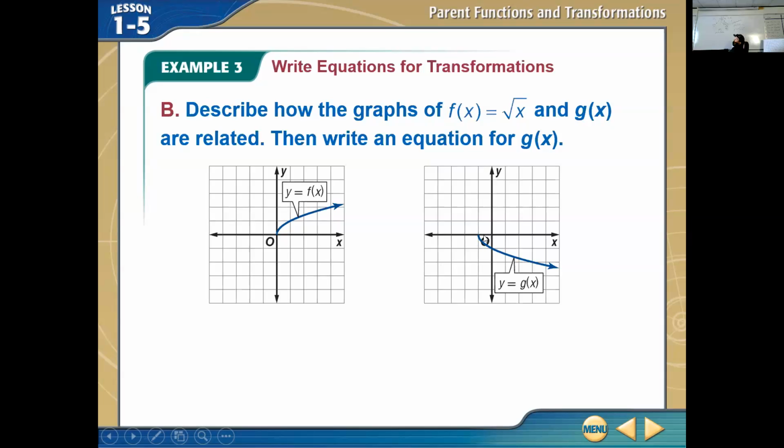So we know on the inside, it has to be the square root of (x plus 1). But then we have a reflection over the x-axis, which corresponds to a negative on the outside. So g of x should be equal to the negative square root of (x plus 1).